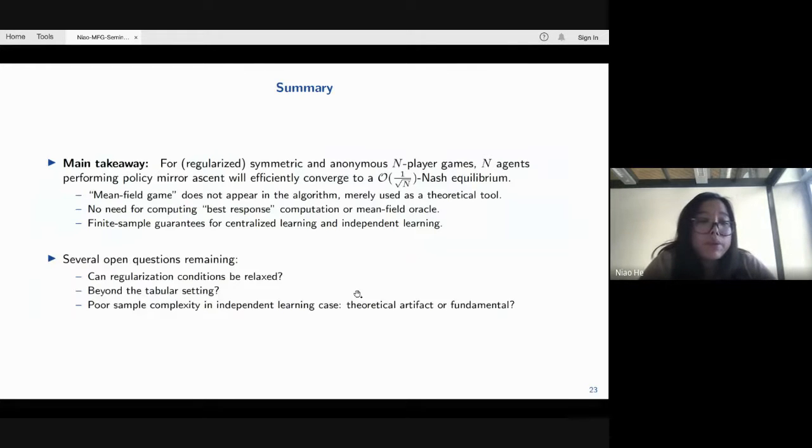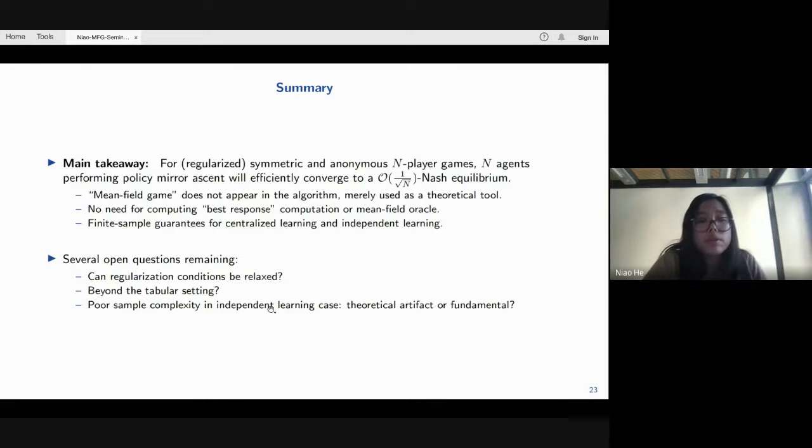There are, of course, a number of very interesting open questions that we are not able to answer for now. The first one is, can we relax the regularization condition? Is it really necessary to add regularization to the objective? I mentioned that without regularization it is harder to show any contraction properties of the best response operator, but can we design other algorithms that do not necessarily require contraction properties? This still seems to be an open question in the field.